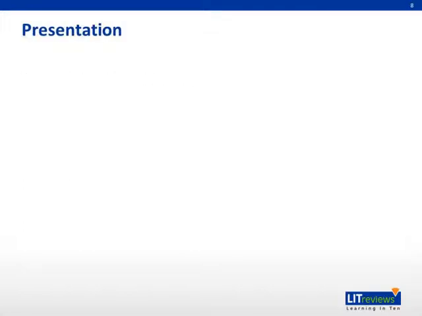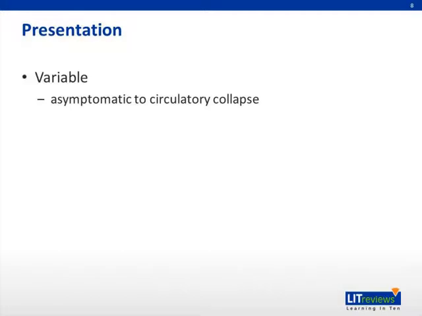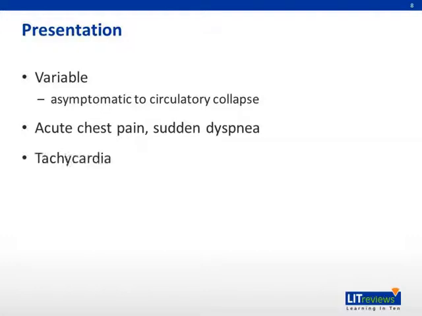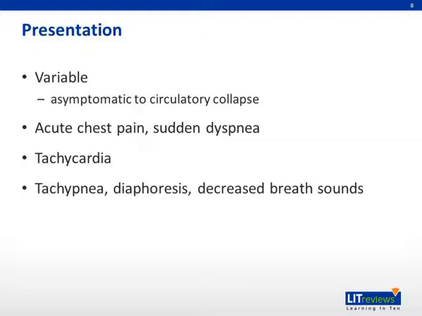Patients with pneumothoraces present in a variety of ways. They can be, in many cases, asymptomatic if the pneumothorax is small. If the pneumothorax is large, and particularly if it is a tension pneumothorax, it can result in circulatory collapse. Patients also present with acute chest pain that is often pleuritic in nature, as well as sudden dyspnea. Vital signs may indicate tachycardia. Tachypnea, diaphoresis, and decreased breath sounds on the side of the pneumothorax are also found.